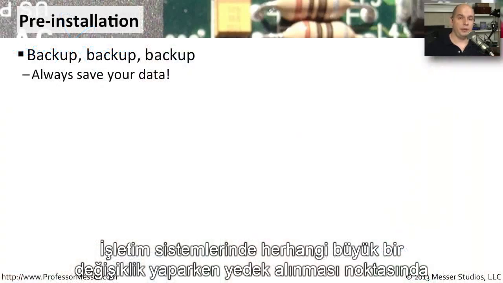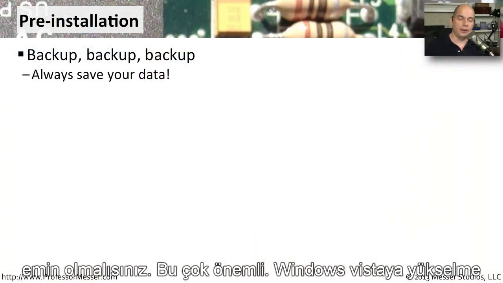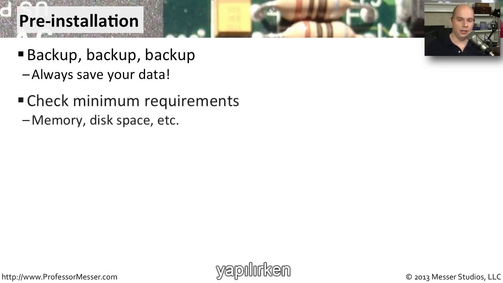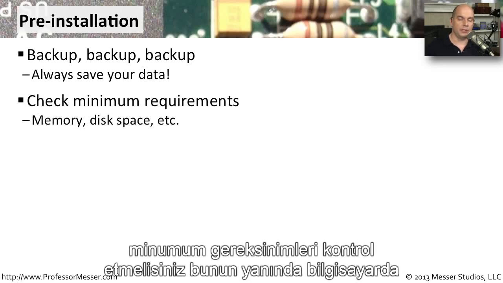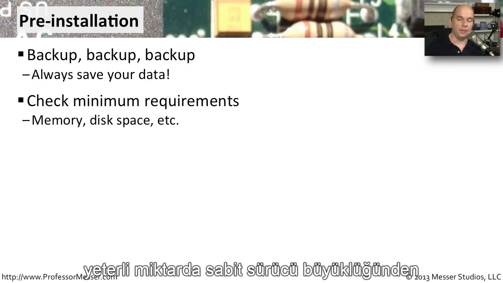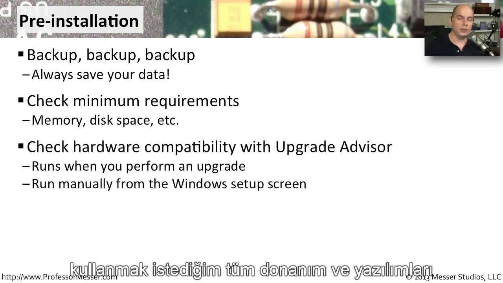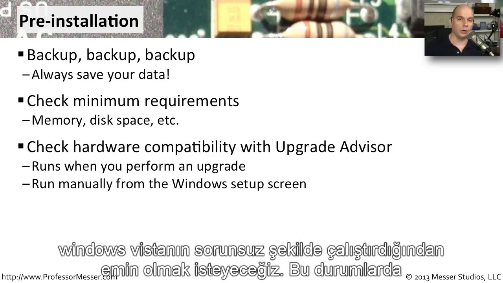Before you do any major change to an operating system, you want to be sure that you have a backup. And that's very important whether you're installing Windows Vista from an upgrade or as a clean install. We want to check our minimum requirements as well. Make sure we have the proper amount of memory, the hard drive size, and free disk space on those hard drives. We also want to be sure that all of the hardware and software that we're planning to use in Windows Vista is going to work properly.